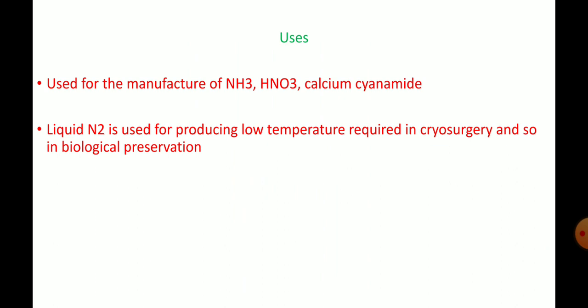And also in biological preservation, to keep the organisms alive, this liquid nitrogen temperature is necessary. So in biological preservation, what is used? Liquid nitrogen is used since it gives a very low temperature. Okay, so with this the uses of nitrogen are over.